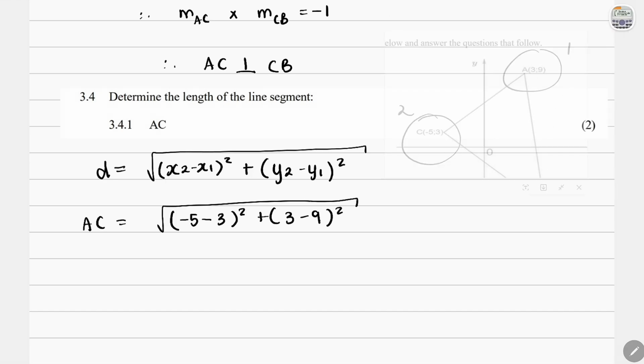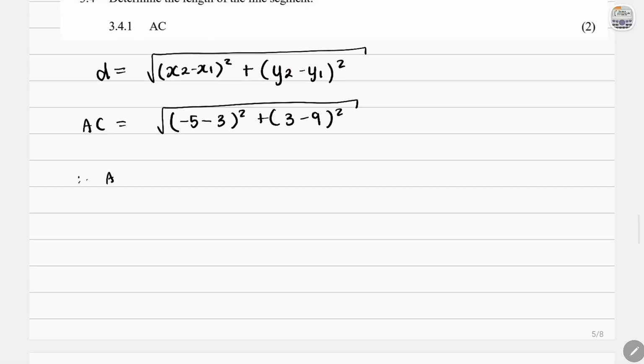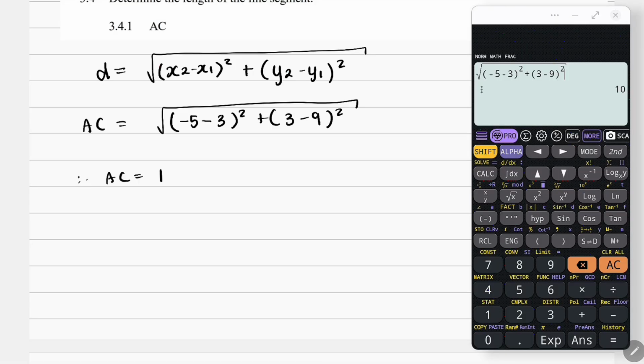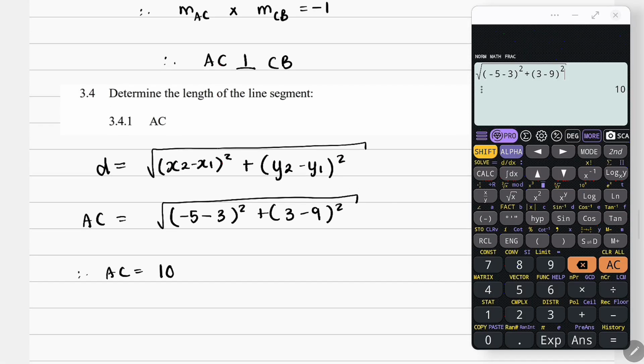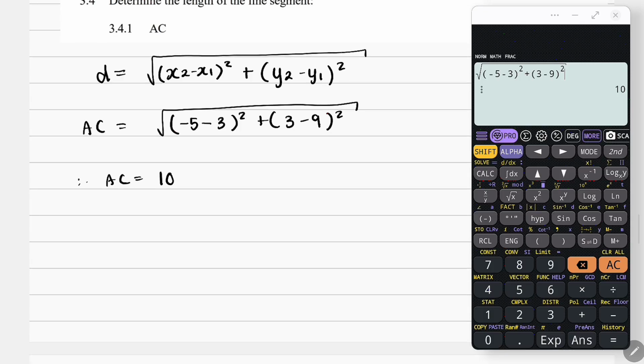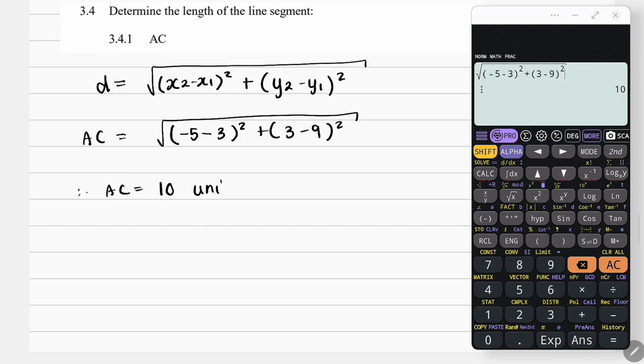Now just put this in your calculator and get the length of AC, or you can calculate it by yourself, that's also fine. So this is equal to AC is equal to 10, and these are all units, so it's just 10 units, and that is our answer. Moving on to the next question.